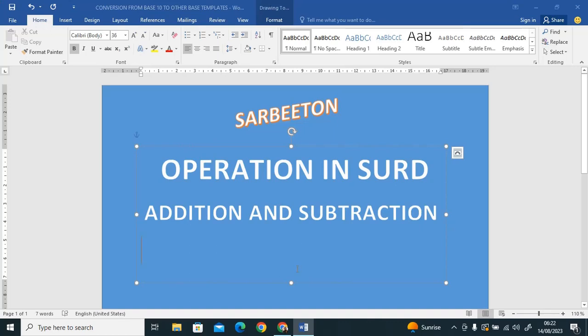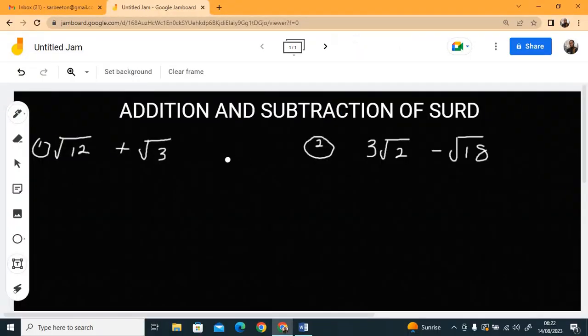Operation is called addition and subtraction. Now let's look at this question. Let's assume we are given something like this. We have to add them and subtract them instead. How do you go about it?